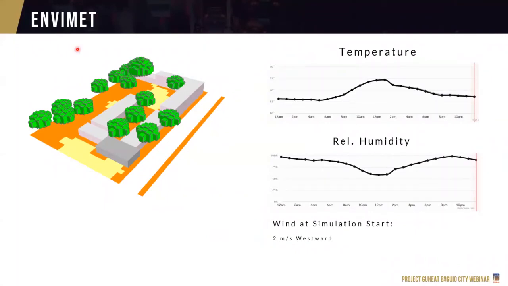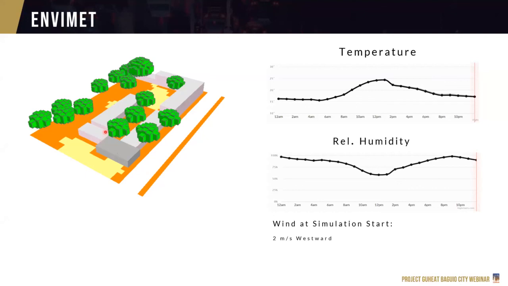So the third tool is ENVI-met. ENVI-met is different from the other two in that it is a simulation software. So with ENVI-met, you provide it with a model of the area. Usually, this model includes buildings, vegetation, land cover, etc. This image right here is an example of an input model for ENVI-met.